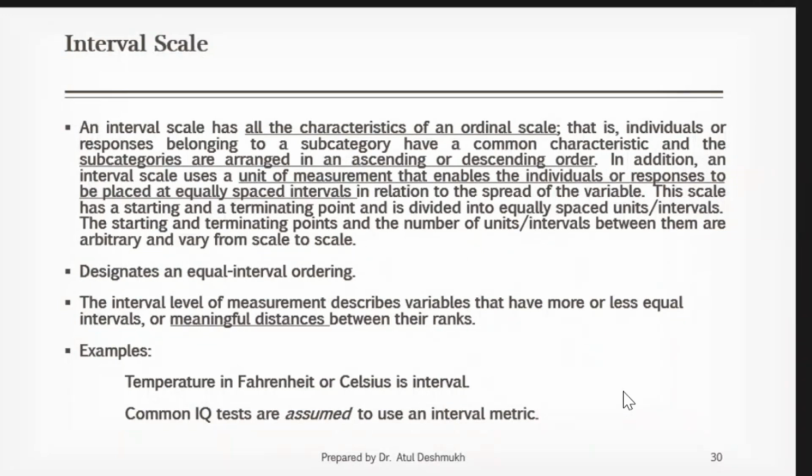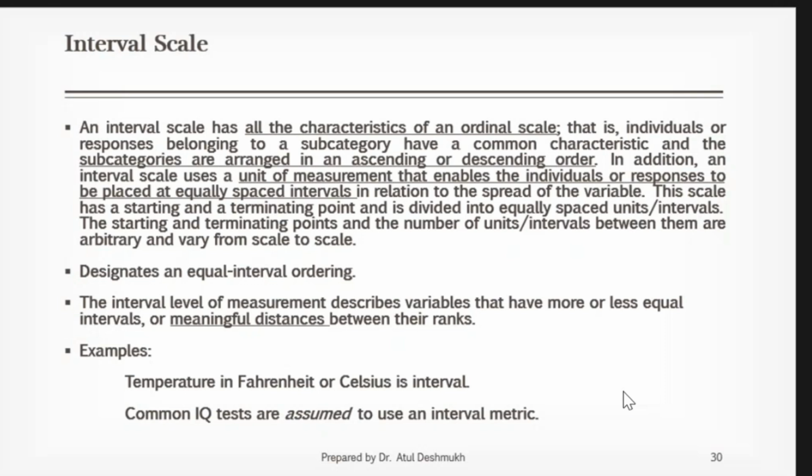Apart from classifying and ranking, it has one more characteristic, that this scale will have equally spaced intervals. The interval between the measurements will be equal. For example, temperature. Like when we say 98 degree, 99 degree or 100 degree centigrade. Suppose above 99 degree centigrade, you can say the person is having fever. Below 99 degree, the person is not having fever.